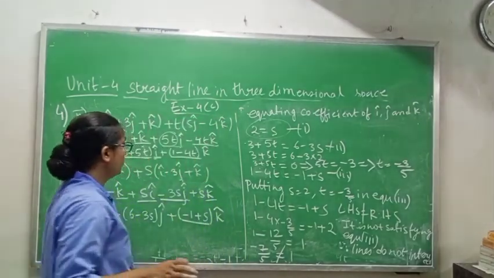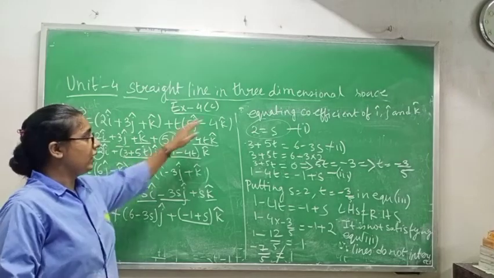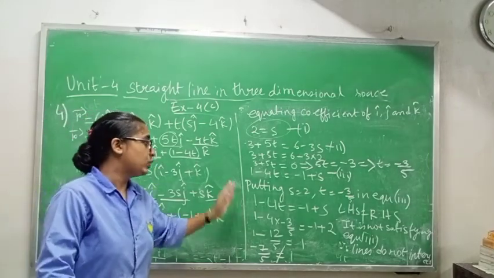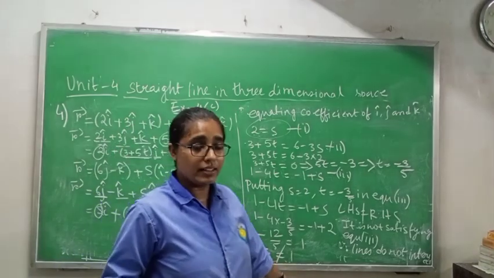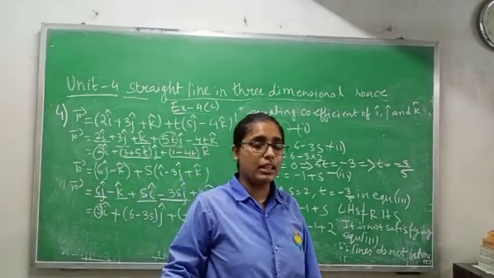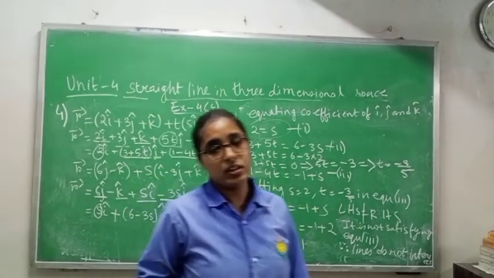So how will you do it in vector form? First you will find the i, j, k components separately. Then you will equate them, and after that you will put the values in equation 3. If LHS and RHS both come out the same, then you will say that the lines intersect. Otherwise they do not. Okay.